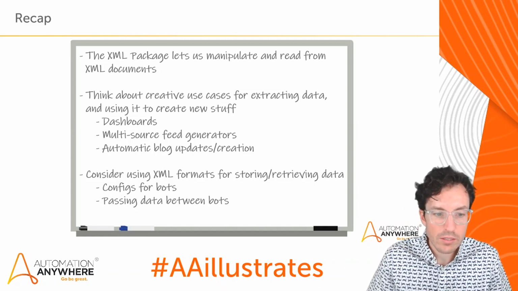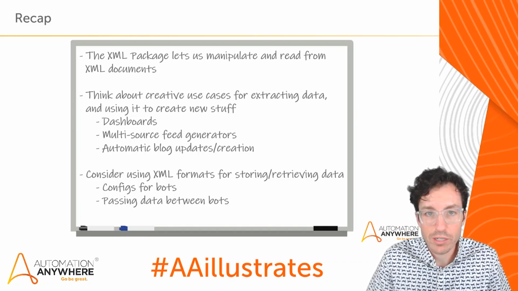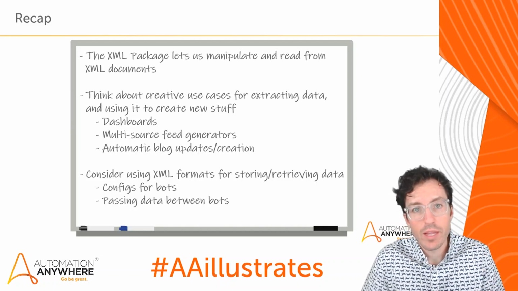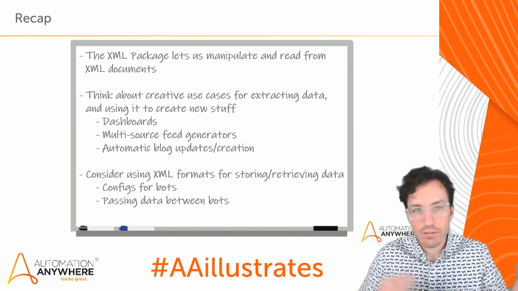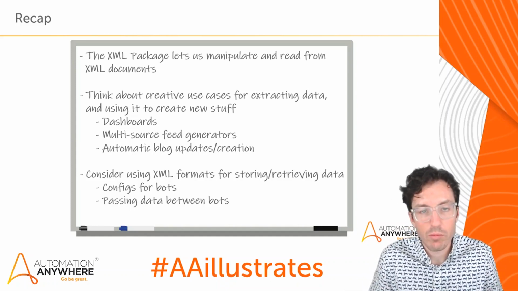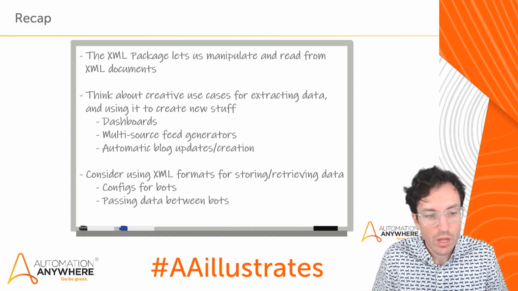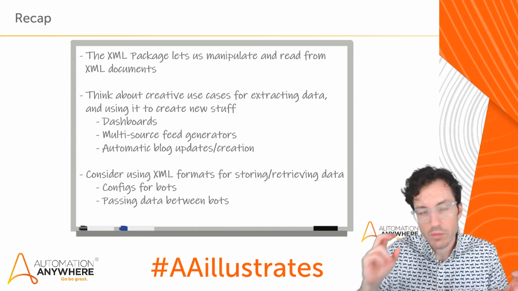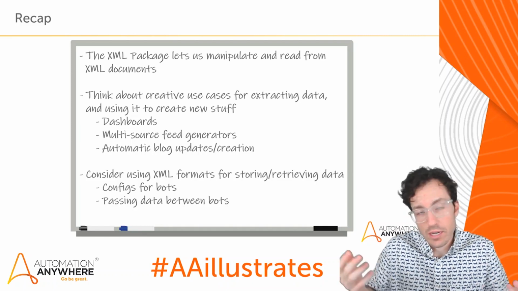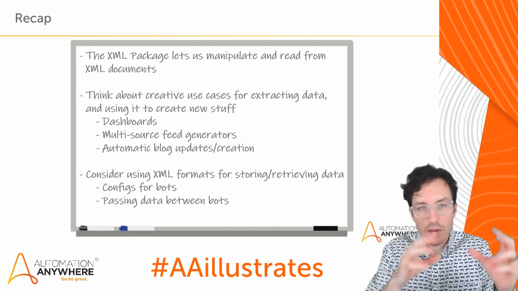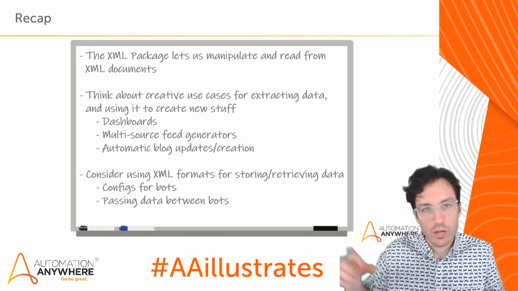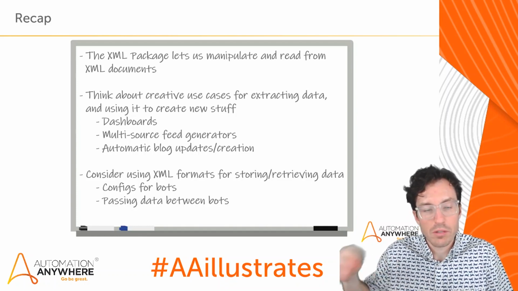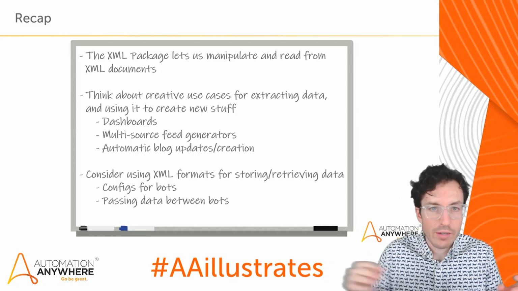And then I would also say consider using XML formats for storing and retrieving different data. So whether that's storing your configs for your bot, if you want to have your bot read from an XML configuration file to set up some values or set up local variables as you move from system to system, you could do that. Or even passing data between bots. So if I have a parent bot and a subtask or a child bot that I'm calling, I could technically use XML and create an XML file, pass that to the child bot. The child bot could read it as config or update values or do something like that to make use of that data. And it's a way for me to pass a lot of data all at once.